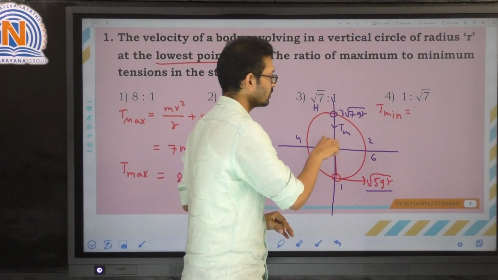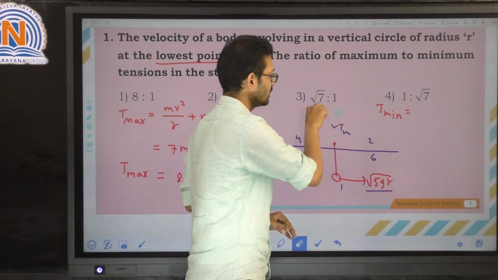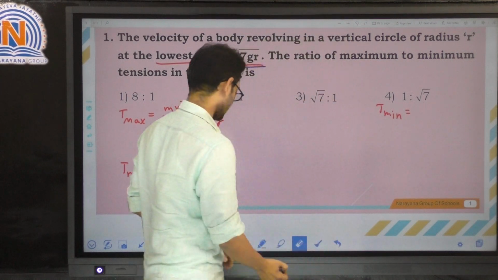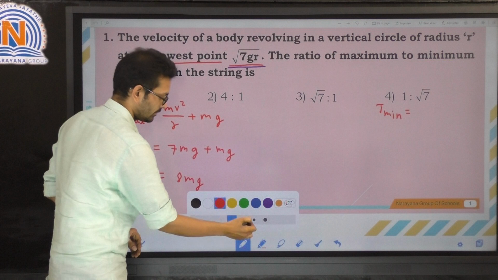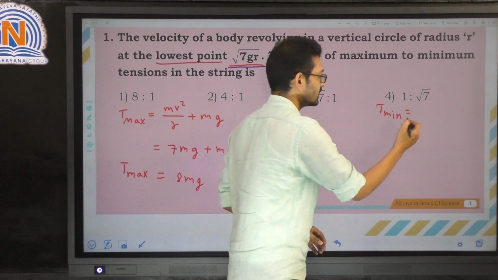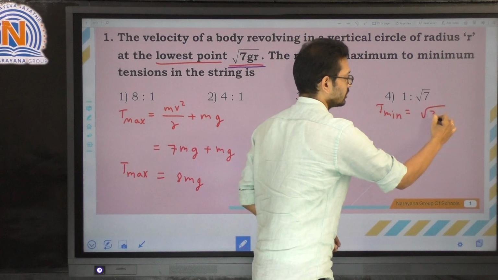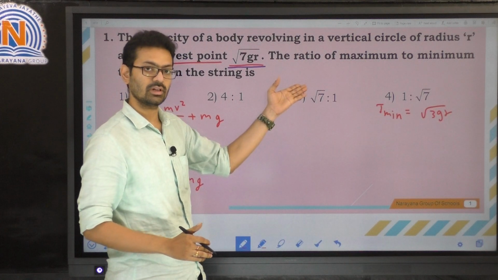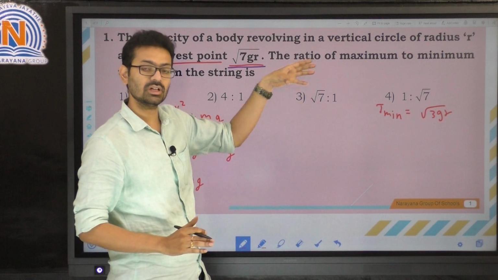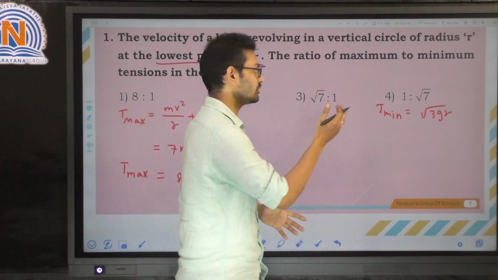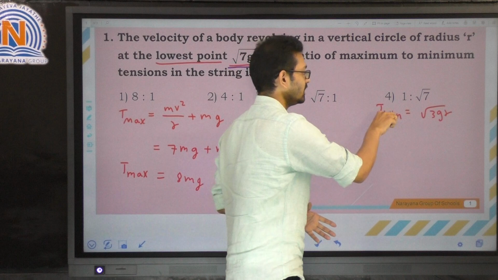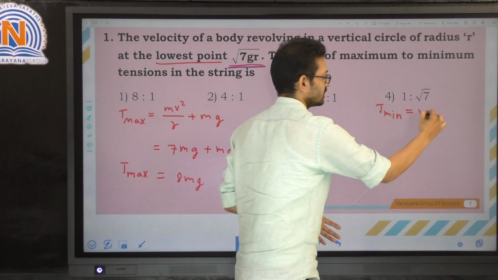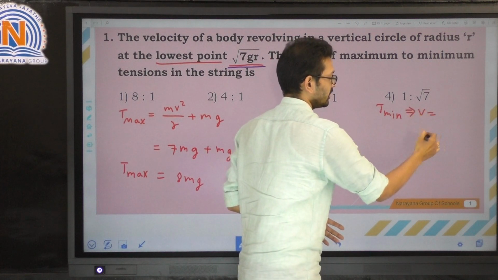That means over here the velocity is going to be root 3 gr. Just a minute, I'll change the color. So the velocity over here is going to be root 3 gr. Root 5, 6, 7, it is going to be at the highest point. So we got the velocity at the highest point. At T min, the velocity is root 3 gr.